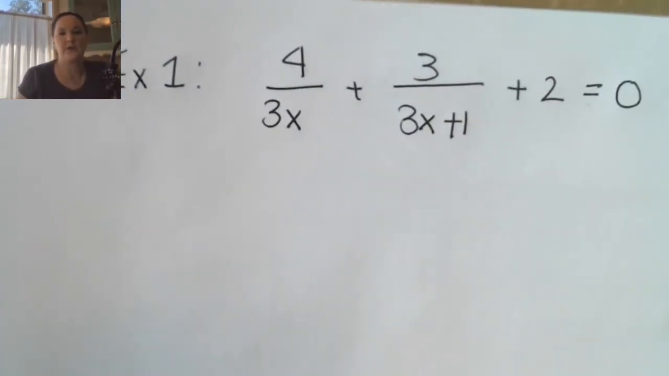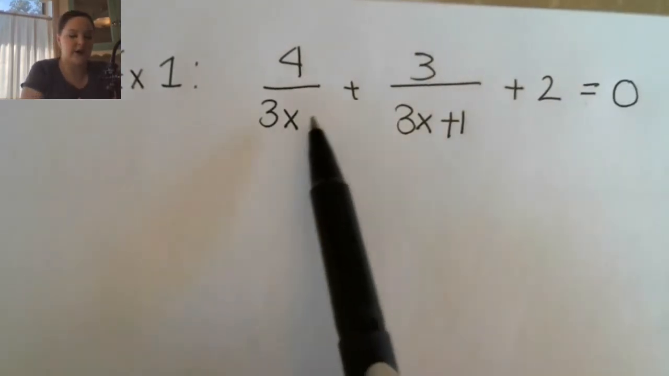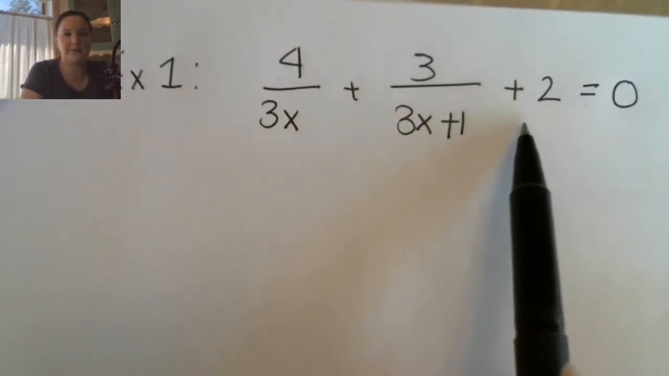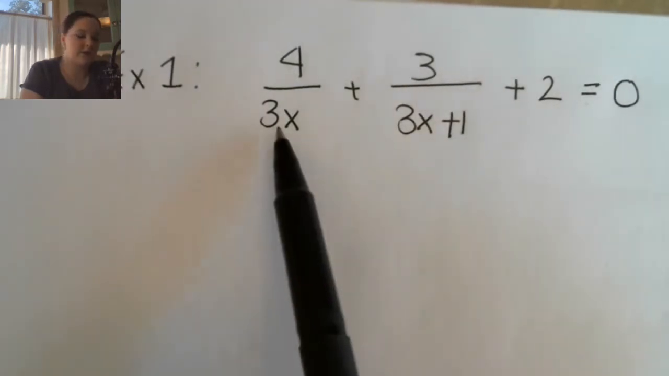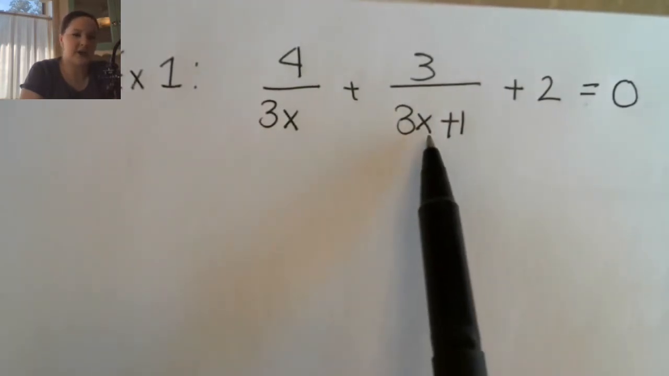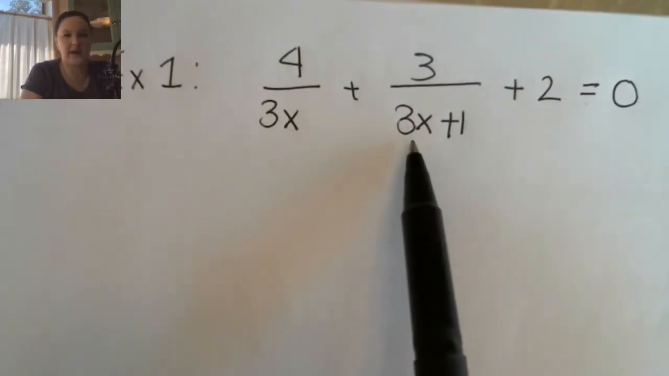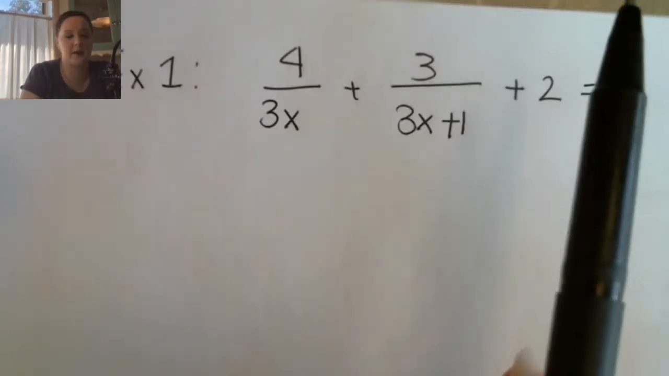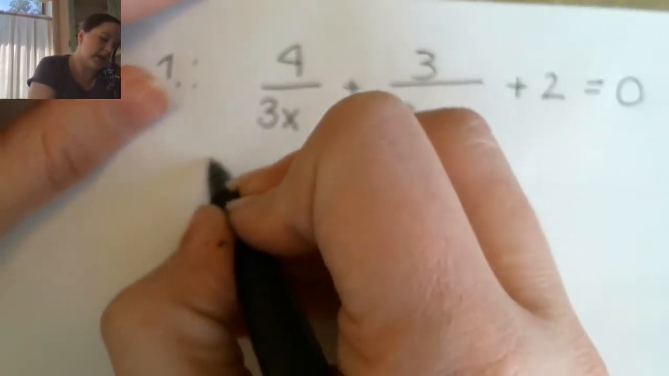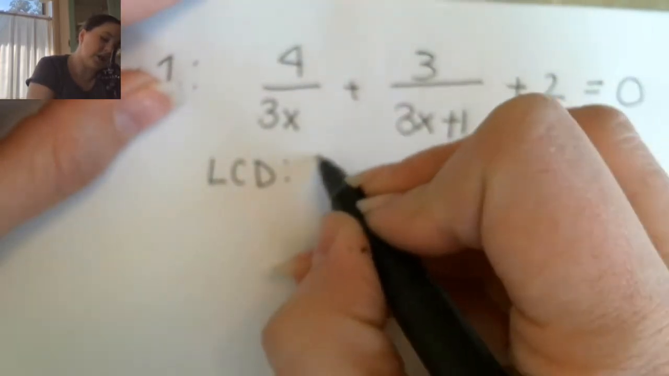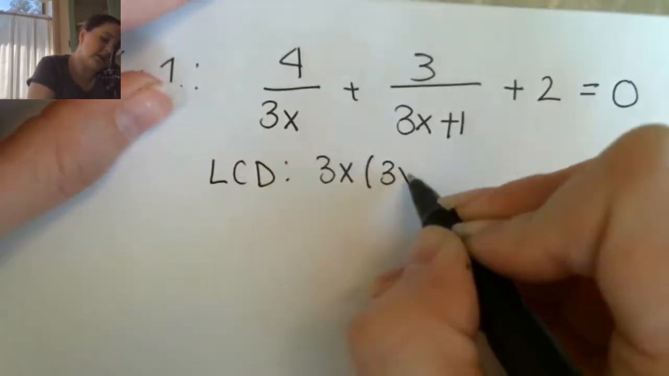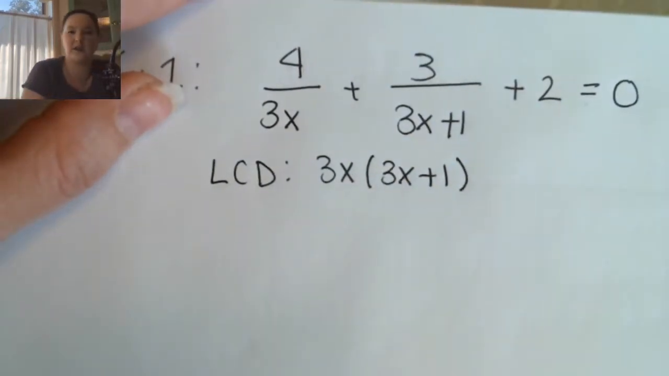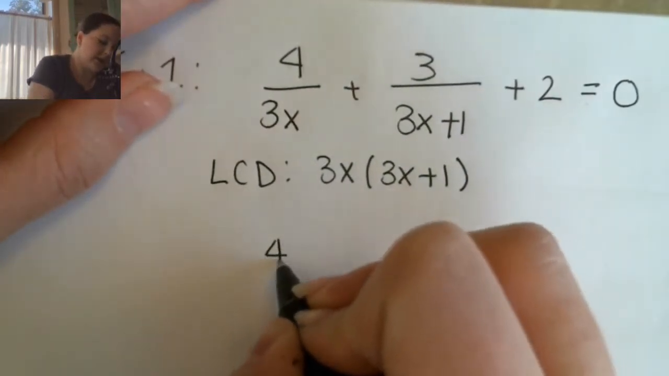Okay, so the first thing we're going to do is look at all of these fractions and determine the LCD. Only these two terms have denominators, and these denominators don't have any common factors. 3x and 3x plus 1 look similar, but they don't have any common factors. When that's the case, the LCD is just the product of the two. So we'll have 3x times 3x plus 1 as our LCD. Now we're going to multiply everything in our equation by this LCD.